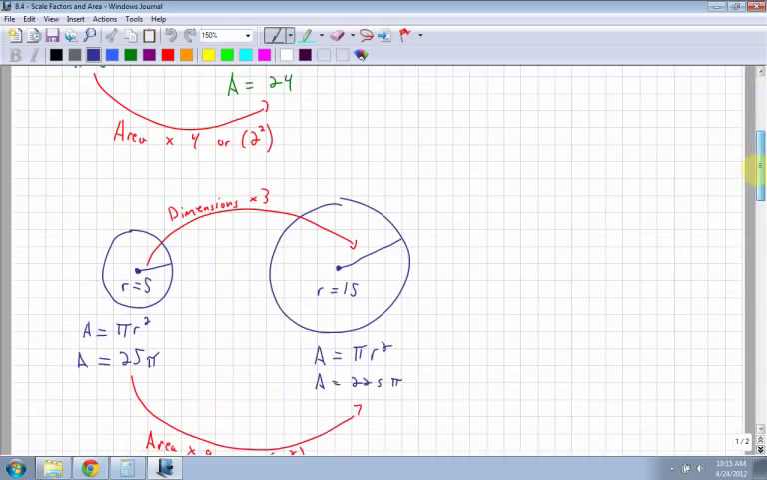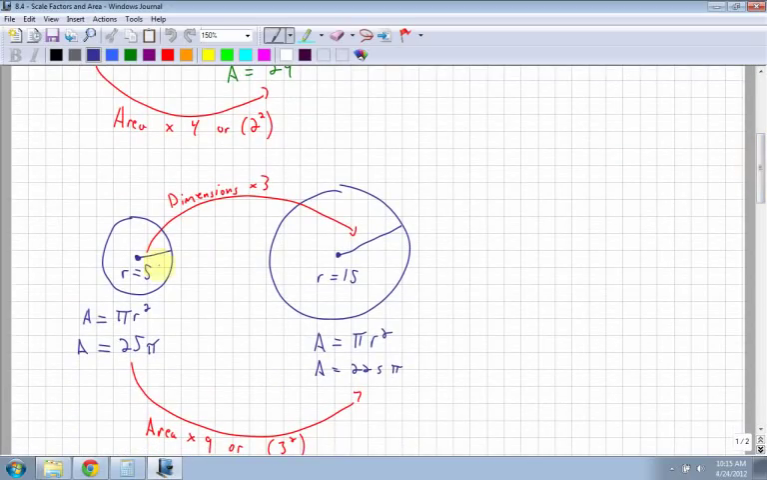Let's see another example. So here I have a circle. Here my radius is 5. Here my radius is 15. I can see that if I'm just looking at the radius, my dimensions have been multiplied by 3. And if I'm looking at area, remember the area of a circle is pi r squared. This circle has an area of 25 pi. I leave it in terms of pi because it's easier to compare.